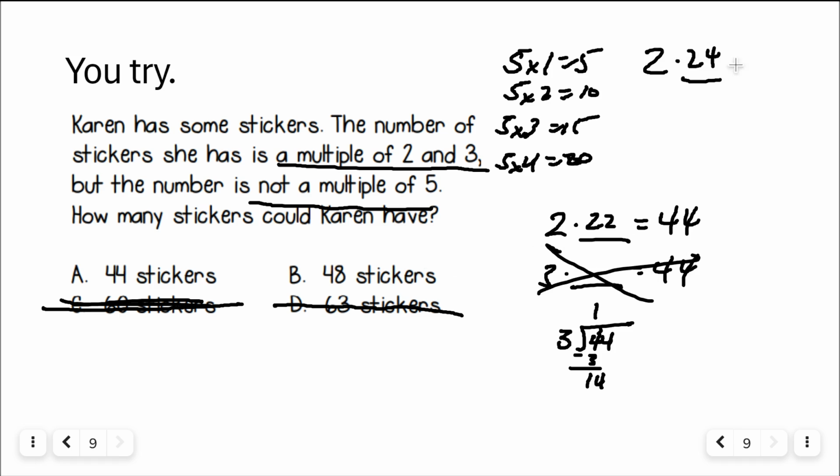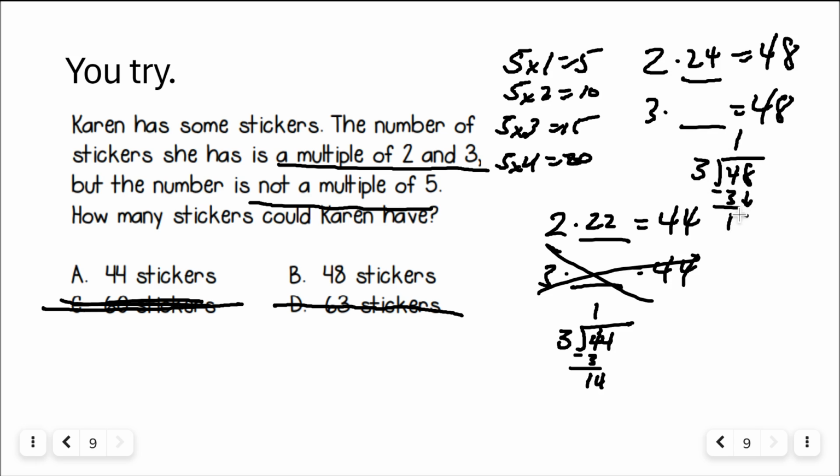Okay, 2 times 24, that would be 48. And then 3 times something has to be 48. So 3 into 48. 3 goes into 4 one time. 3 times 1 is 3. 4 minus 3 is 1. Bring down the 8. 3 goes into 18 6 times. So 3 times 16 is 48. So yeah, that must be the answer. The answer is B, 48.